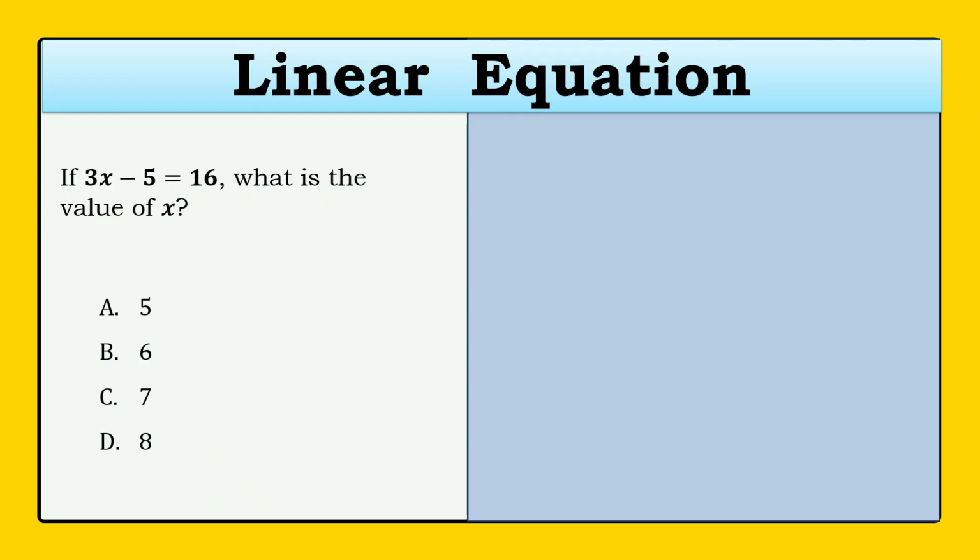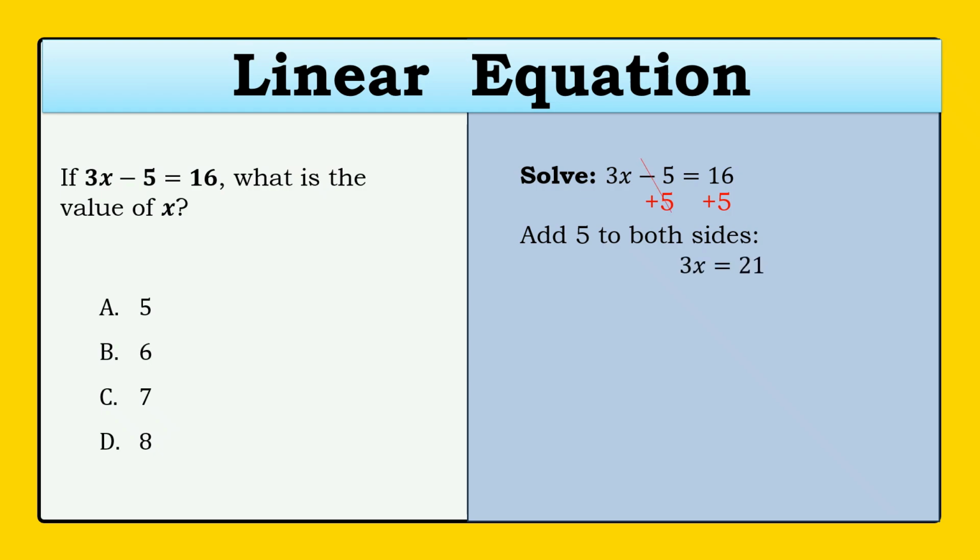Alright, let's find out. So let's solve 3x minus 5 is equal to 16. First, we're going to add 5 to both sides of the equation to isolate 3x. So we have here 3x is equal to 21. Next, we're going to divide both sides of the equation by 3 to get the value of x. So 3x divided by 3 is equal to x. 21 divided by 3 is equal to 7. So x is equal to 7. And our answer is letter C.